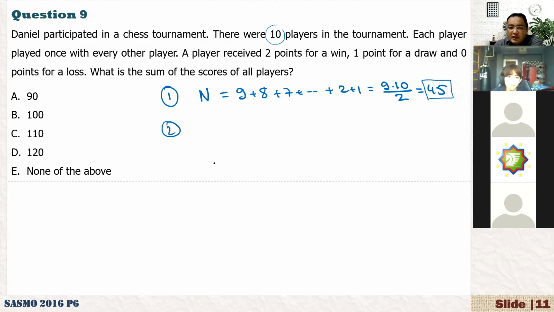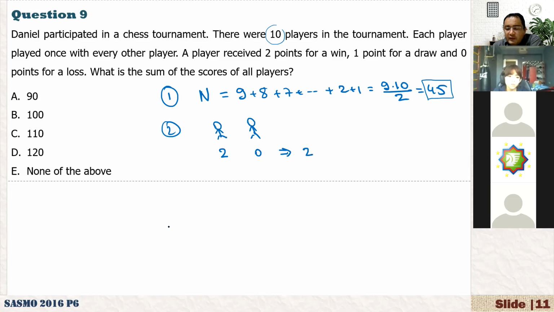So number 2, it says in the question, a player received 2 points for a win, 1 point for a draw, and 0 point for a loss. What is the sum of the scores of all players? Okay, and suppose the 2 players are playing here. This one is Aydin and this one is Sunay. So we have 2 possibilities, right? If Aydin wins, for example, he gets 2 points, Sunay gets 0 points. And what is the sum of their points?